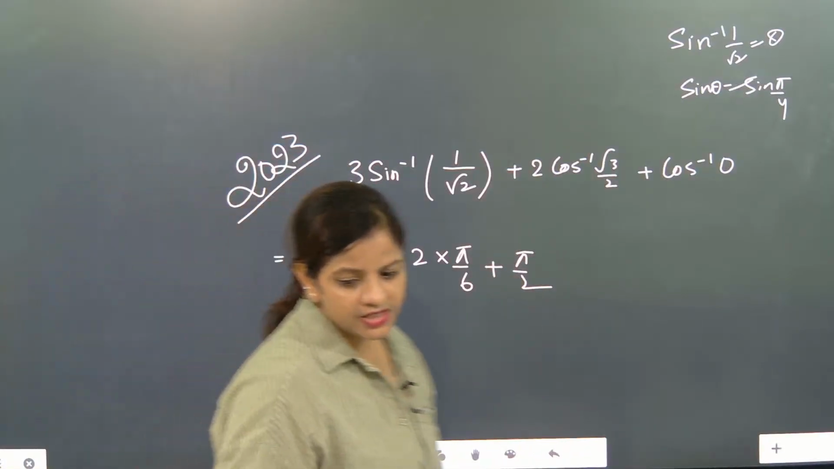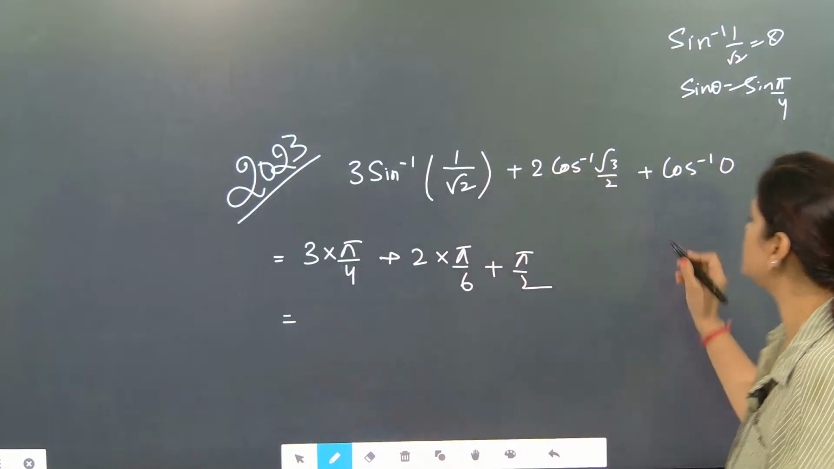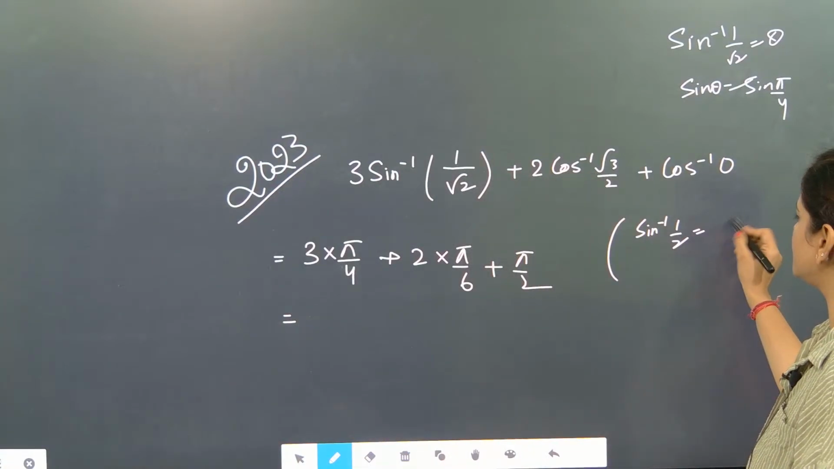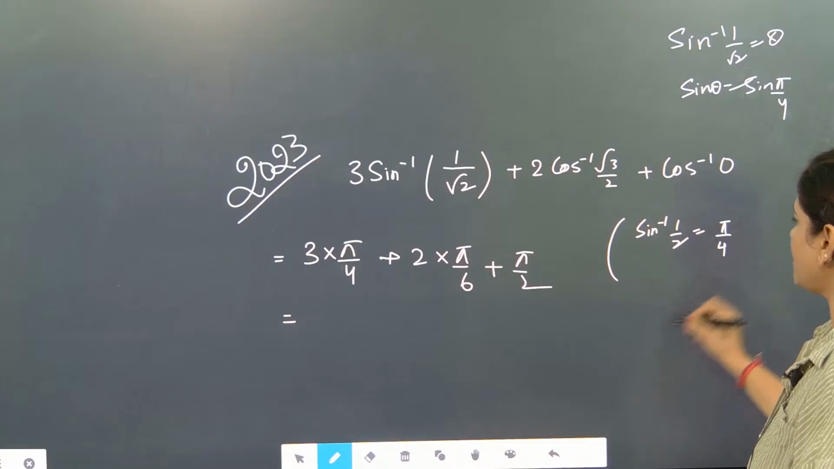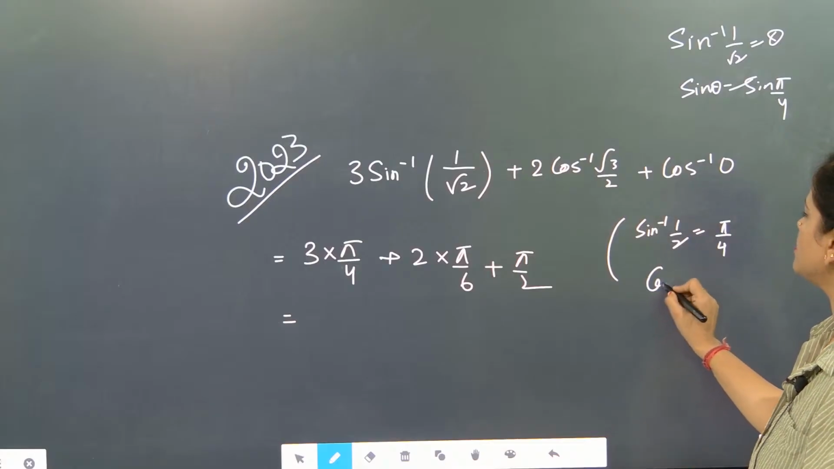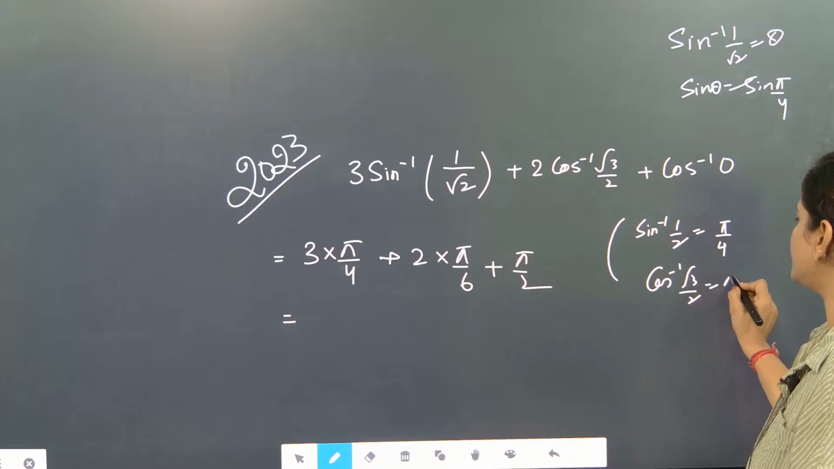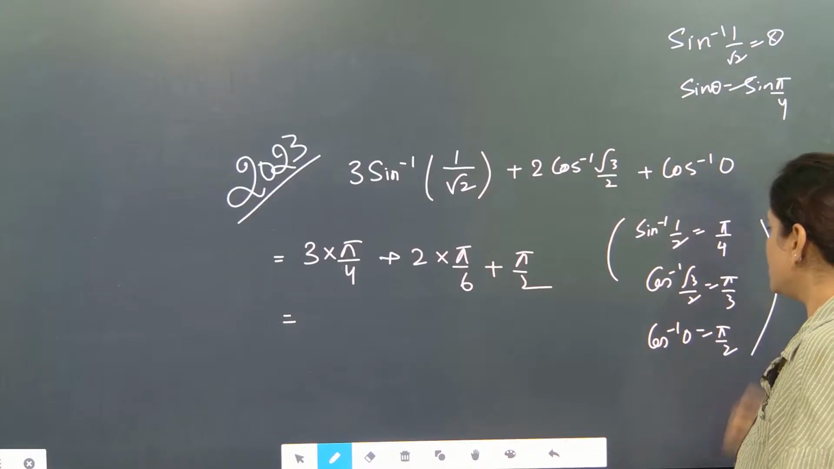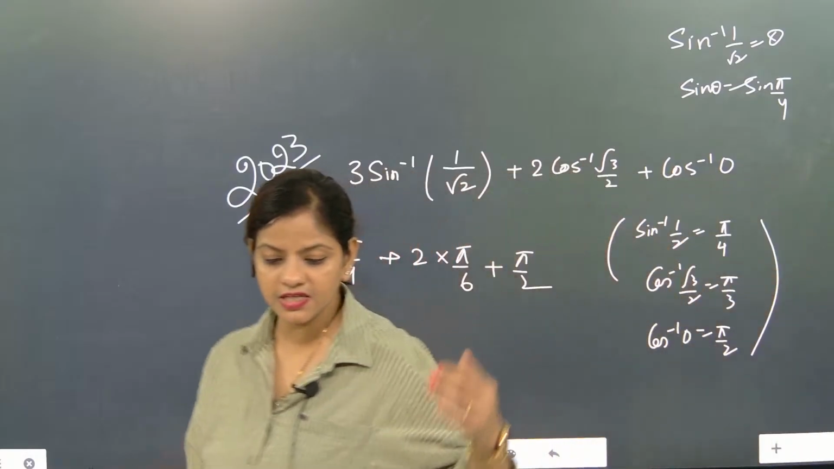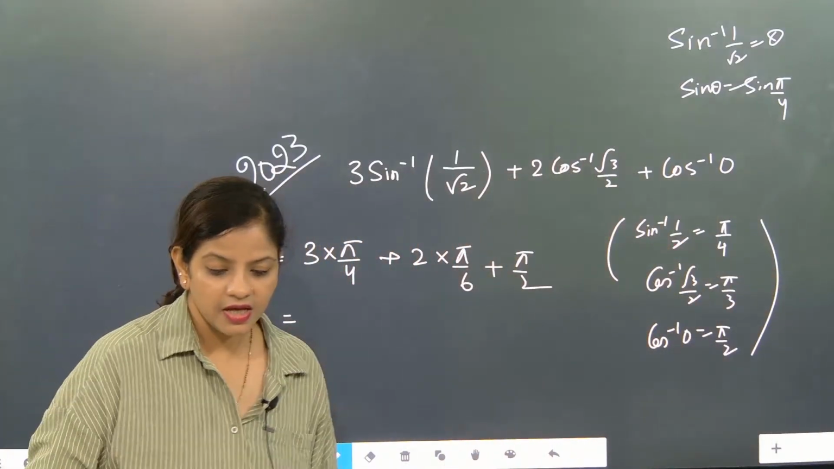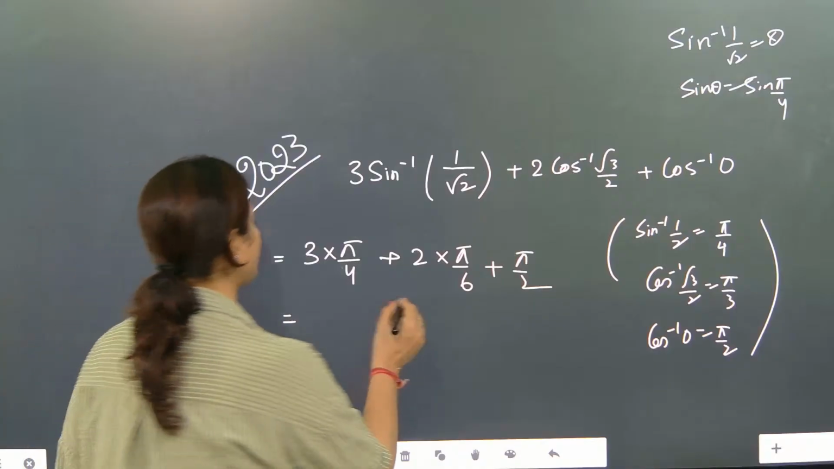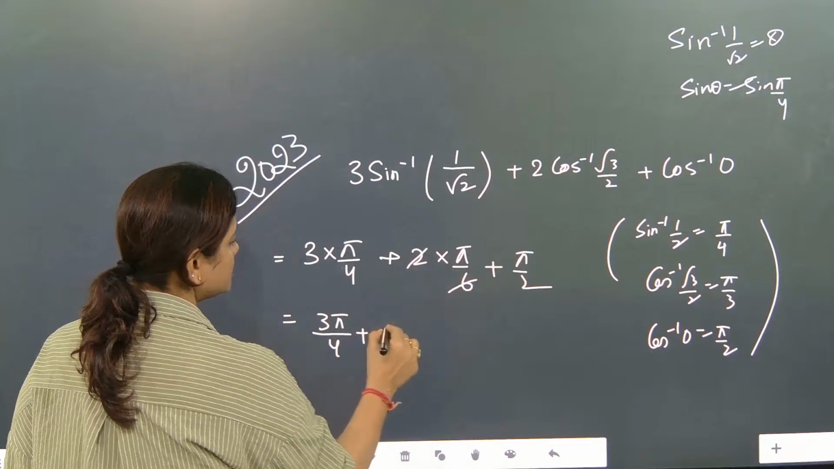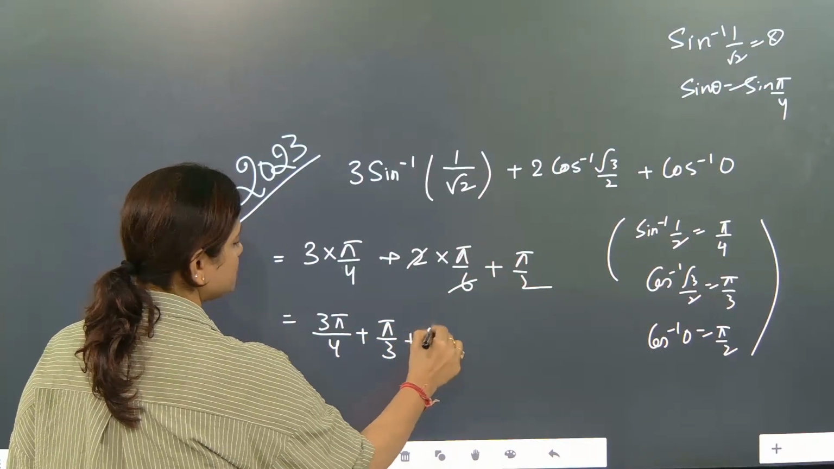Because when you are writing in an examination for 2 marks, one thing you must do. You must write that sine inverse 1 by root 2 is equal to pi by 4, and cos inverse root 3 by 2 is equal to pi by 6, and cos inverse 0 is equal to pi by 2. Please first specify that you are doing these things. Yes, absolutely correct. So it is coming as 3 pi by 4 plus 2 times pi by 6 plus pi by 2.